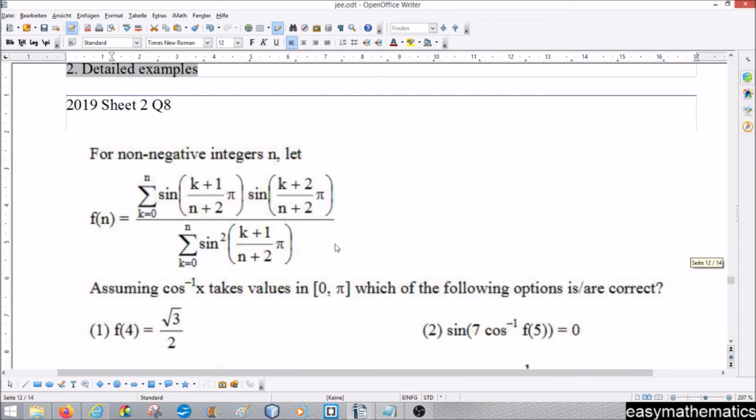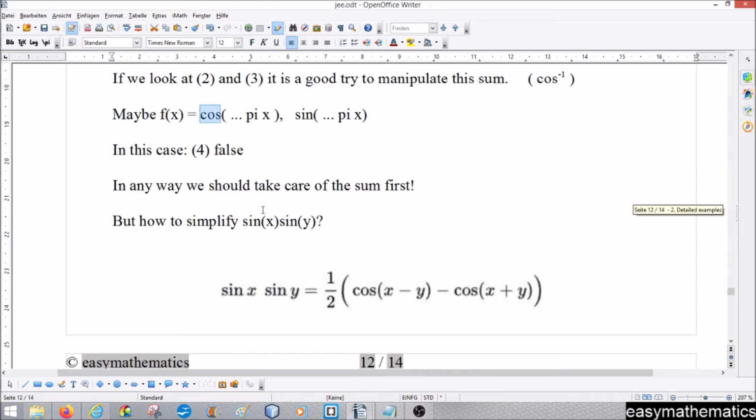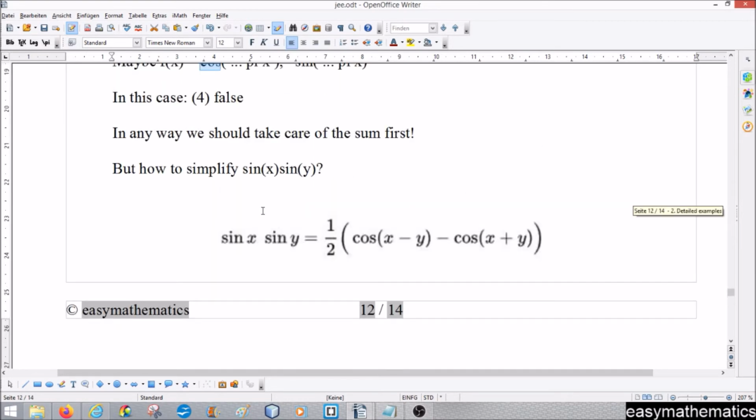Okay, please stop the video and take a second to think about where you find products of sine. Please pause the video and think about that. So if you are familiar with products of sines like sine x times sine y, maybe you have seen this formula. If you do not know it by heart, it's not a big deal. It's easy to prove. We will do that.